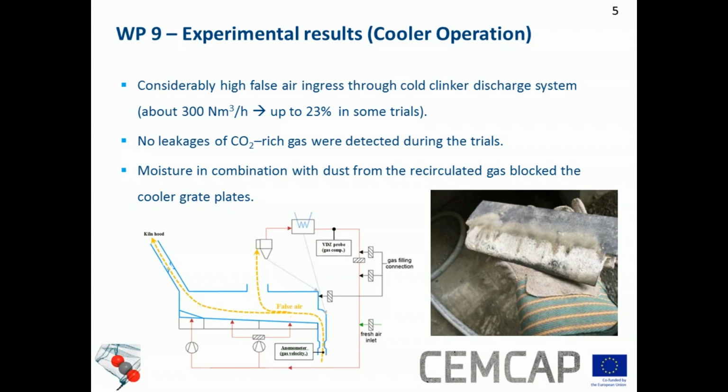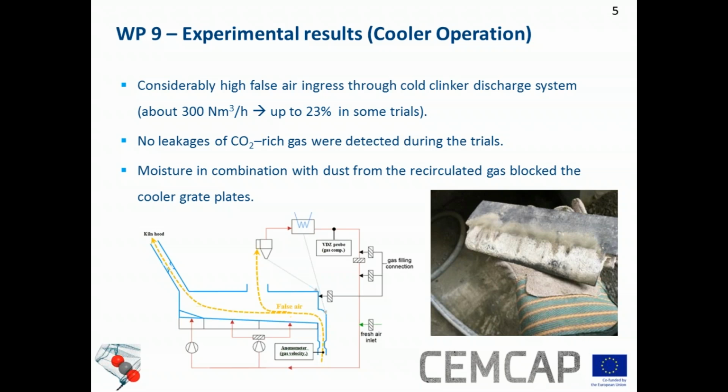Experimental results. In the next 2 slides, I will show you the experimental results with respect to cooler operation. A considerably high false air ingress through the cold clinker discharge system was measured. We are talking about 23% in some trials, which is quite relevant. No leakage of CO2-rich gas was detected during the trial, so we can see that the seals performed quite well.